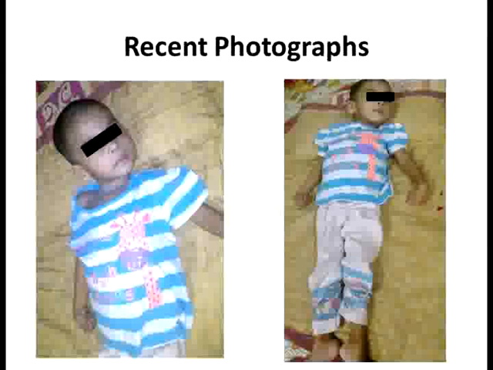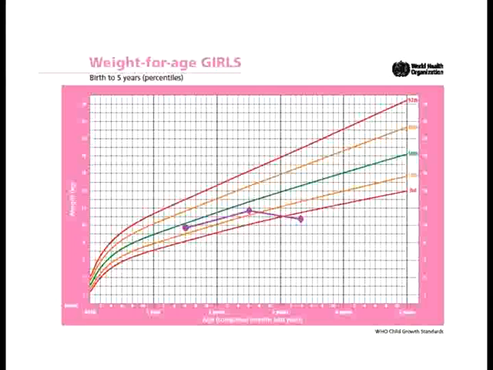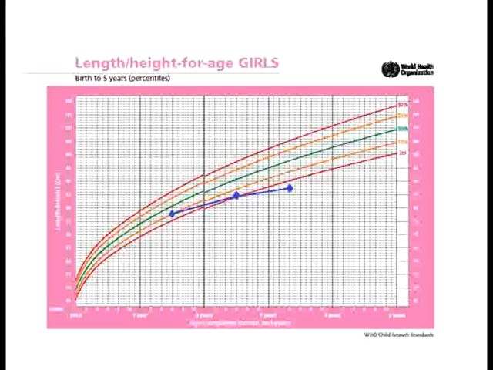At present, this child is confined to the bed, undernourished. There is flexion at the wrist joint and the ankle joint. Plantar flexion is there, suggestive of tone disturbances or joint contractures. These are the weight charts, showing she is not doing so well.